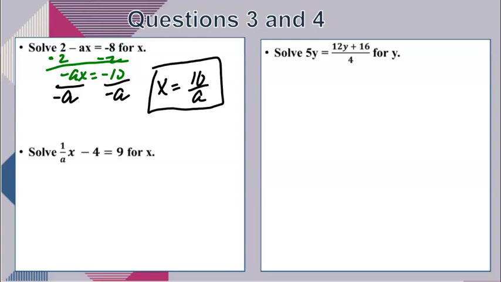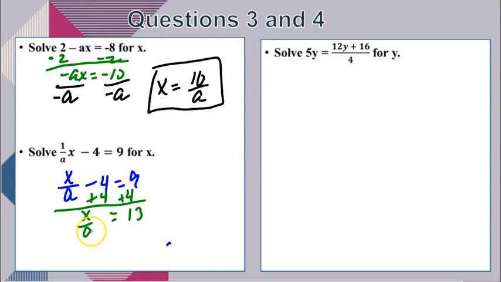Next one, solve 1 over 8 x minus 4 equals 9, and we're going to solve for x. Now I'm going to rewrite this as x divided by 8, because 1 times x is x, and then I'm dividing by 8, minus 4 equals 9. Now I need to get the x by itself, but before I can do that, I need to get rid of this 4. The opposite of subtracting 4 is adding 4. So I'm going to add 4 to both sides, and I get 13 equals x divided by 8.